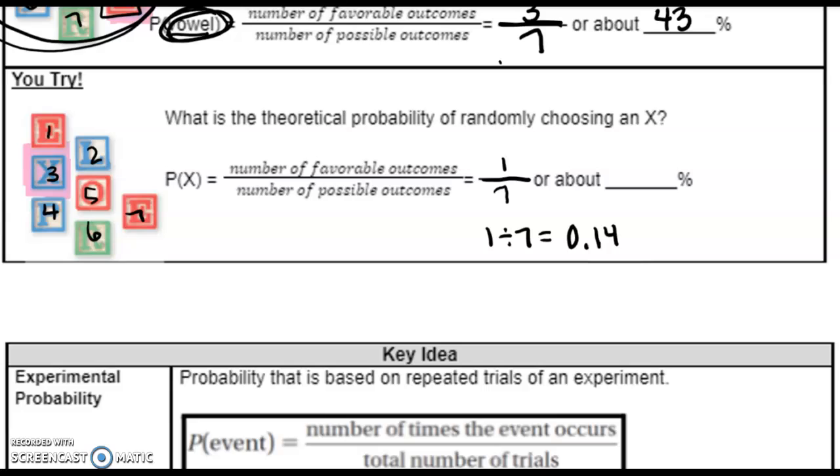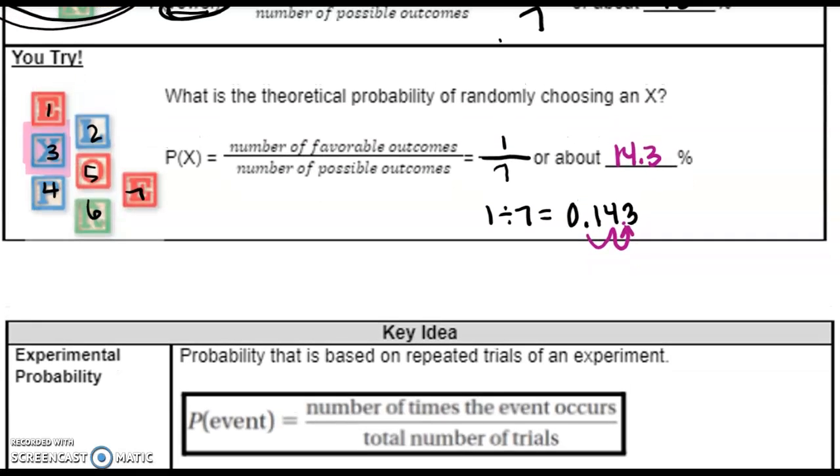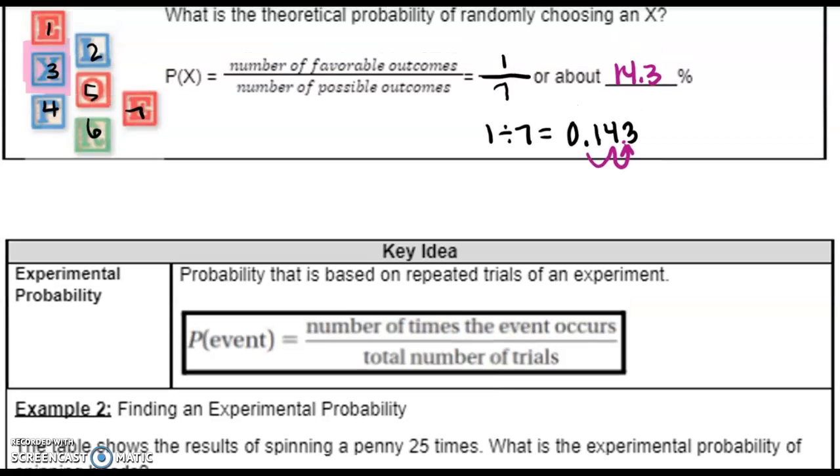0.14, and we're going to call that 3 because it's like 2.8, so we're just going to round that up to 3. And then I turn it into a percent, so I'm going to move it 2 places, and so I get 14.3%. So I have a 14.3% chance of drawing an X.